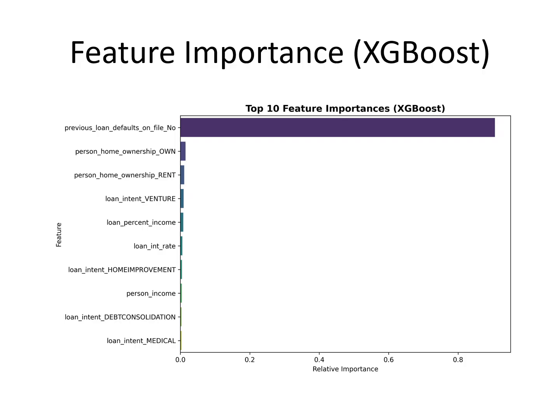In this figure, you can see the top 10 most important features. The strongest predictor by far is whether the applicant had no previous defaults on file. Home ownership also matters significantly. Both owning and renting appear separately because of the one-hot encoding. Loan intent categories like venture and home improvement also played a role. This confirms that our feature engineering approach was effective, especially expanding categorical variables into meaningful model-ready signals.